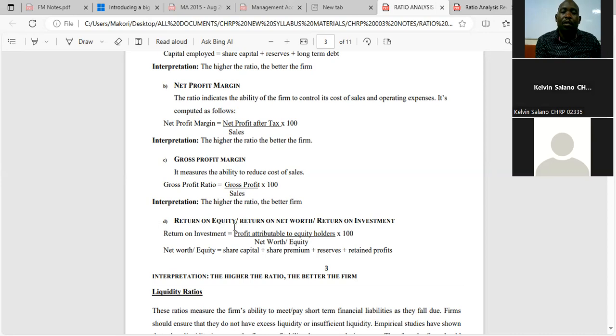Then we have the return on equity, the profit attributable to equity shareholders divided by the net worth or the equity. This, you need to understand it, though it is not commonly tested. It is the profit attributable to equity shareholders, what they are supposed to share as dividends. Then you divide by equity. And here you are told that equity is going to be equal to share capital.